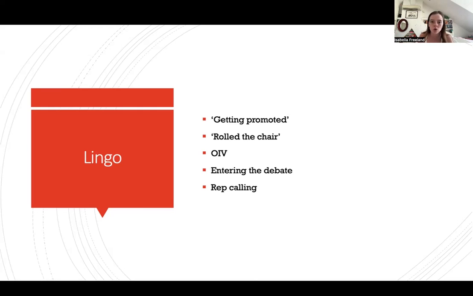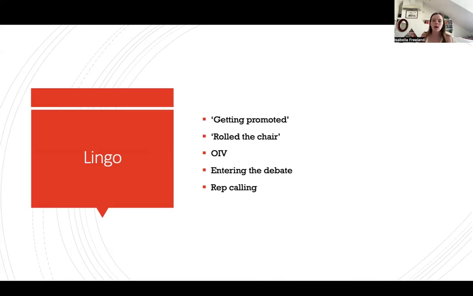Entering the debate, we've also talked about a bit, which is where the judge reads into the debate with their own personal biases, or they overcredit arguments to a team that they like, or they make the end of an argument for a team even when the team didn't make them. That's entering the debate, and that's something you should avoid doing absolutely at all costs.